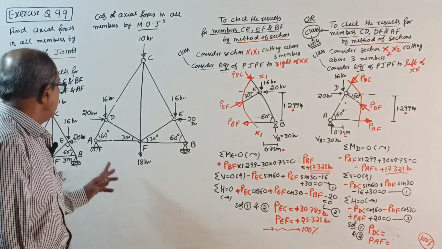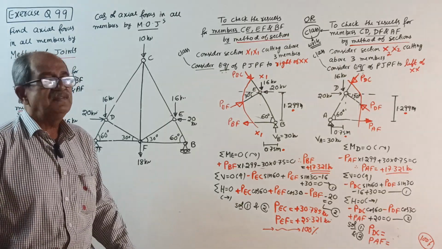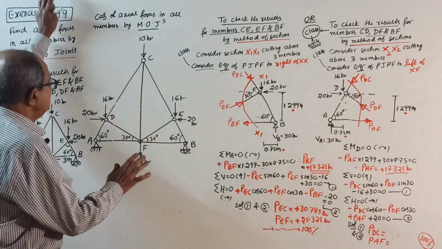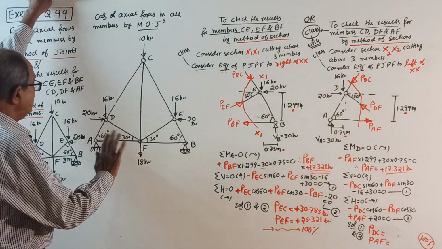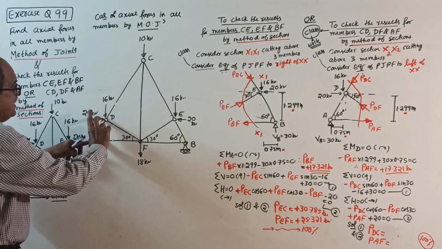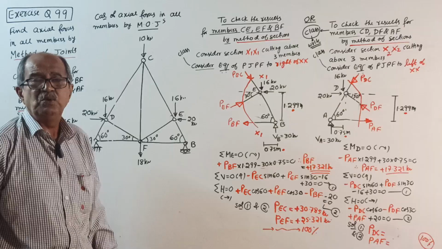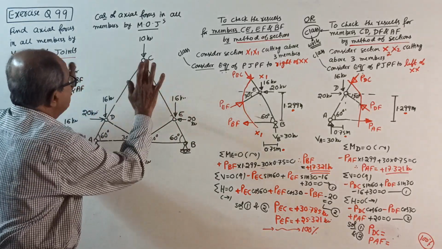So we have to find reactions by sigma M, sigma V, sigma H equal to 0. But this time to find reactions, see, no geometric calculation. See, last time when you take moment about this point, see 20 into this height, 16 into this distance, that all you require. But today, perfect symmetry is there.